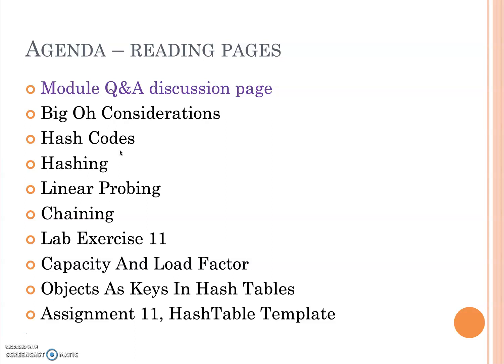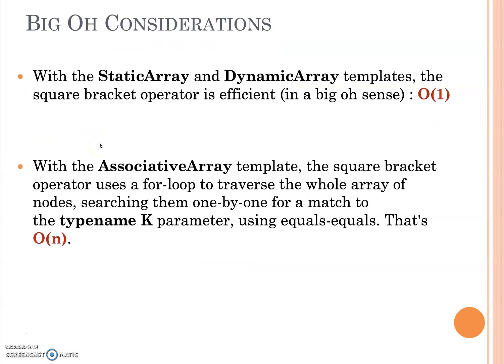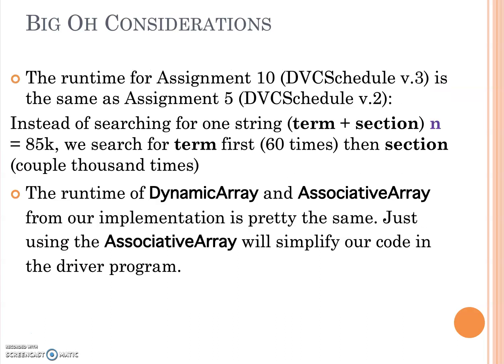To talk about the hashMap, we need to talk about what the hashCode function is first. If you remember, you just finished your homework assignment 10. In homework assignment 10, we revisit our DVC schedule, your DVC schedule V3 and your DVC schedule V2 from your assignment 5. If you remember, we still do the duplicate check. In assignment 5, we use the two-dimensional dynamic array, and in assignment 10, we're using the associative array.